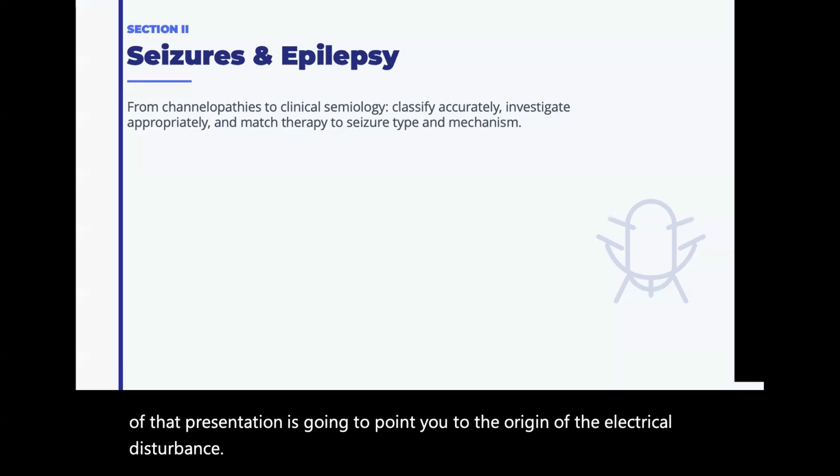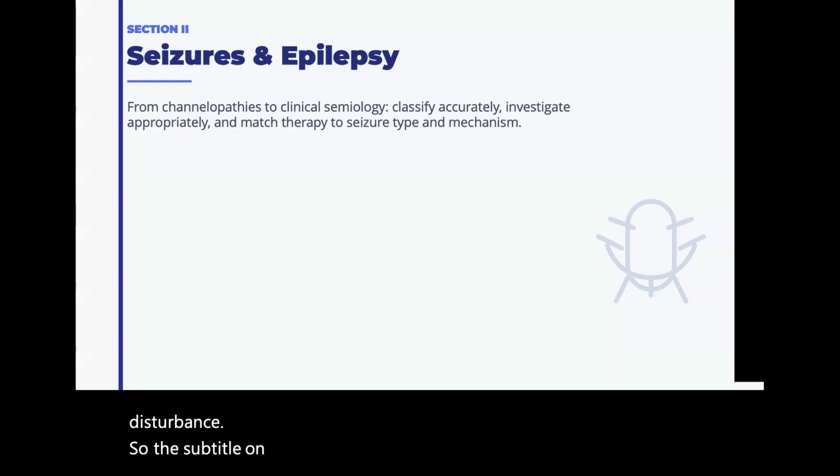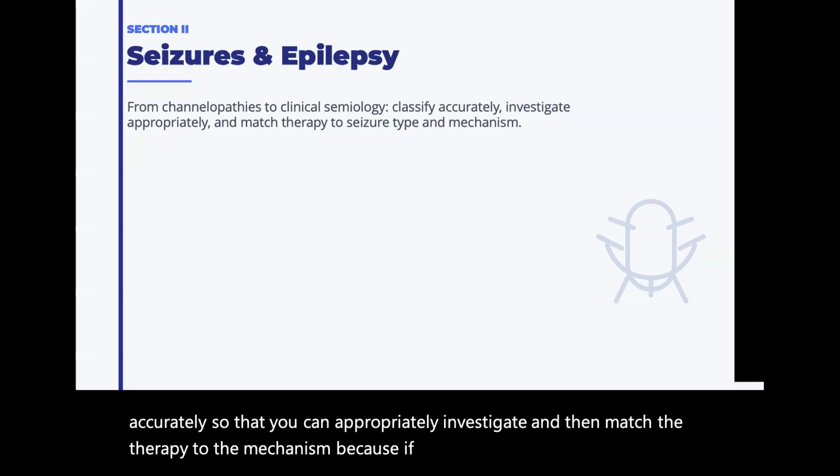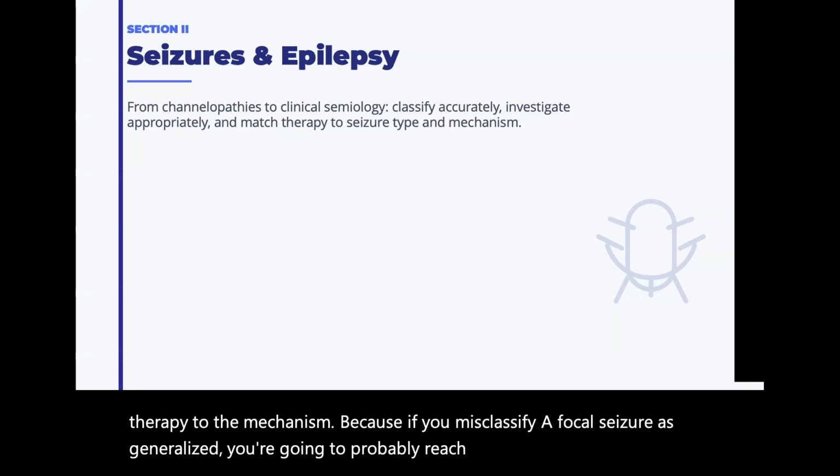So the subtitle on this slide matters. What you want to do is classify accurately so that you can appropriately investigate and then match the therapy to the mechanism. Because if you misclassify a focal seizure as generalized, you're going to probably reach for the valproate when the better option might be carbamazepine.